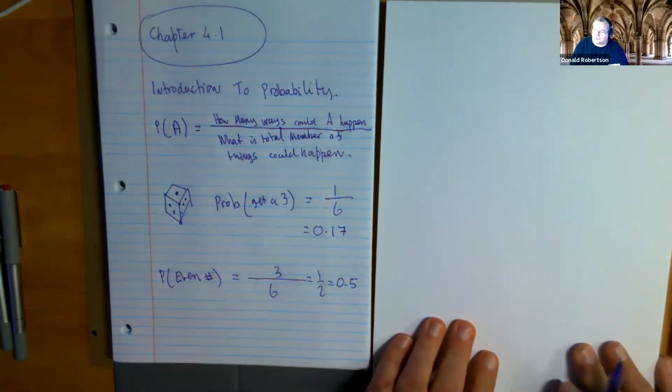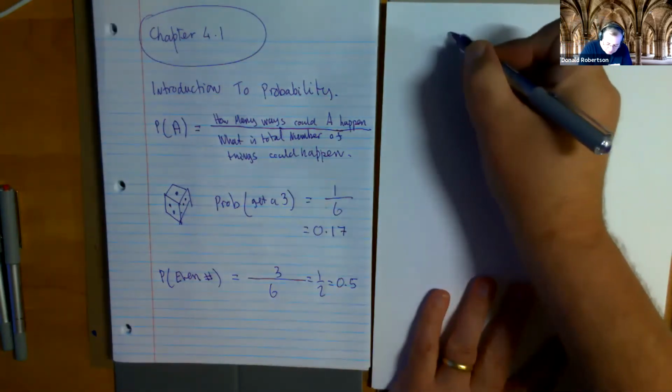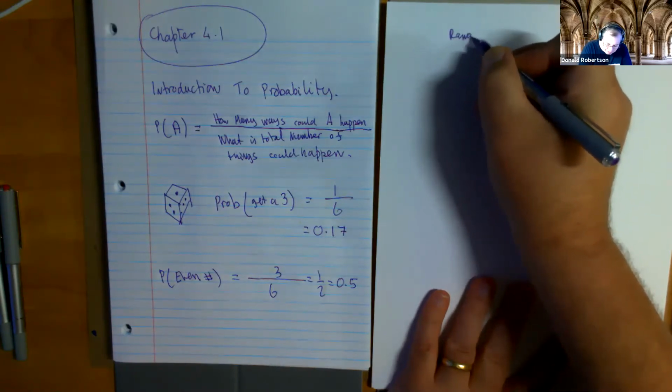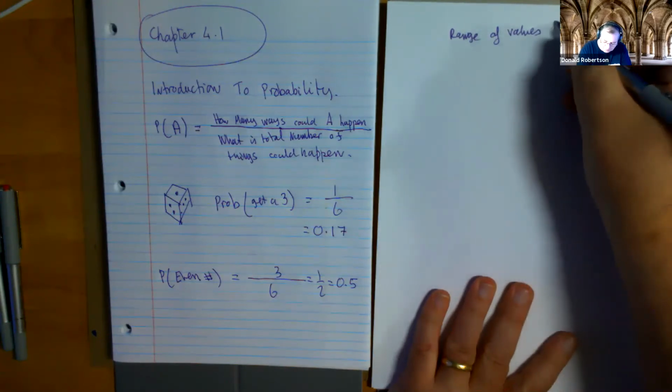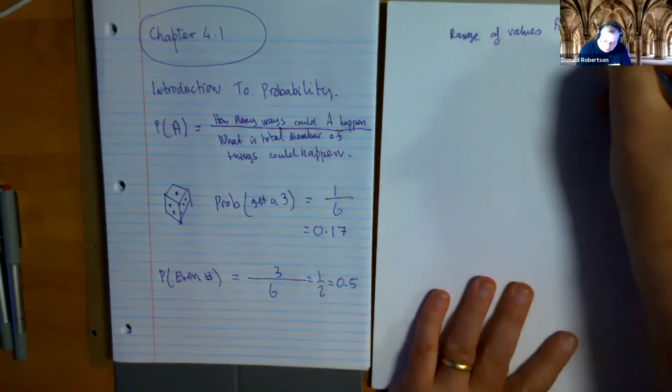So far, so good. Nothing really spectacular. So let's look at the range of values for probabilities.